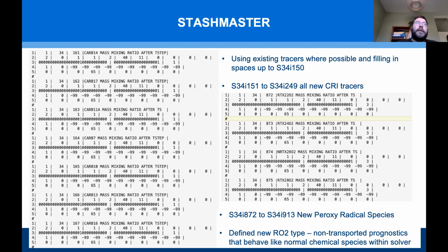This is an example of some of the code. So you have here the STASH master. These are a load of different carbonyls that are produced in the mechanism. Wouldn't worry too much about what they mean, but these ones here are saying please use this if you're running with the CRI-Strat mechanism.